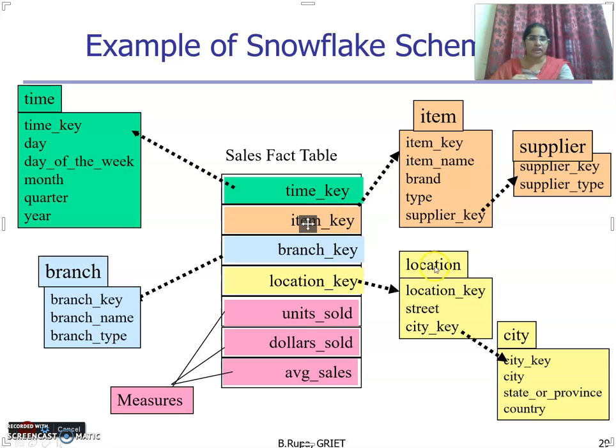In the same way, the location is also normalized. Location contains the location key, street, and city information. The city is normalized and divided into another table. The city table contains city name, state, and country. This key is available in the location table, and the location key is available in the fact table. Like this, it contains normalized tables within the snowflake schema. It contains a single fact table and multiple normalized dimension tables.